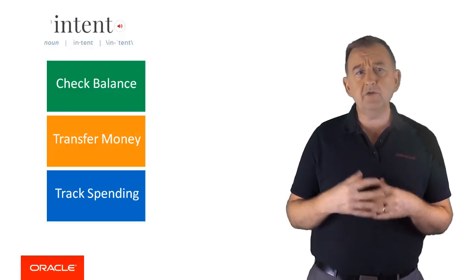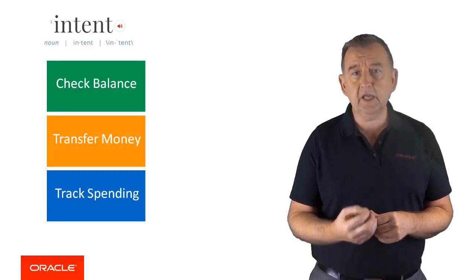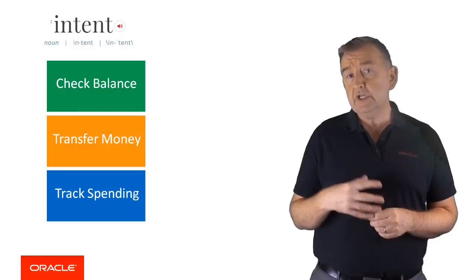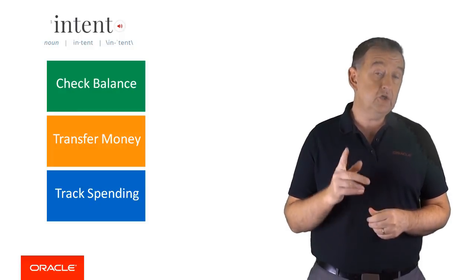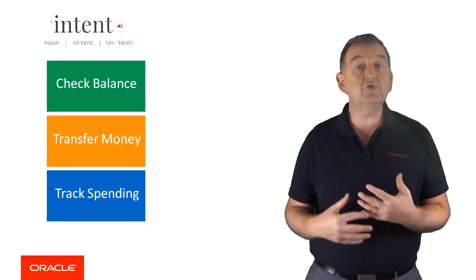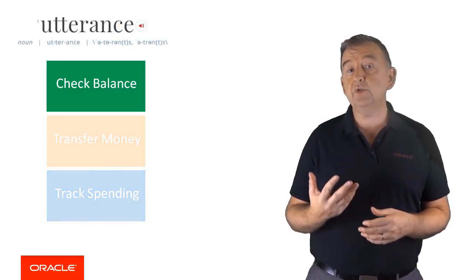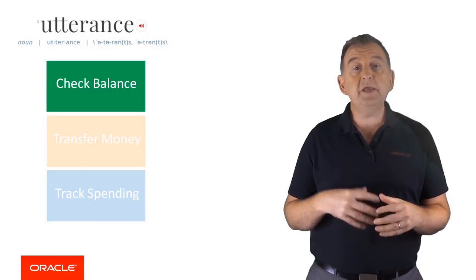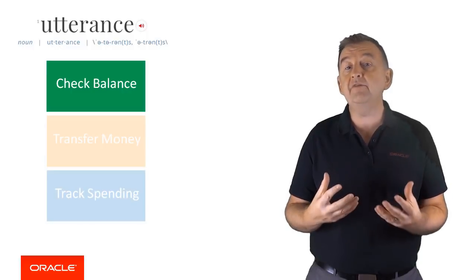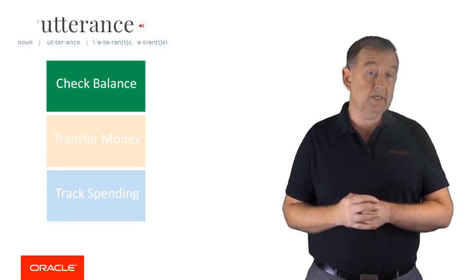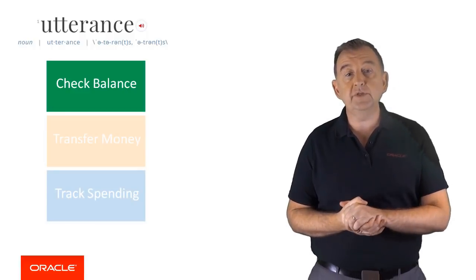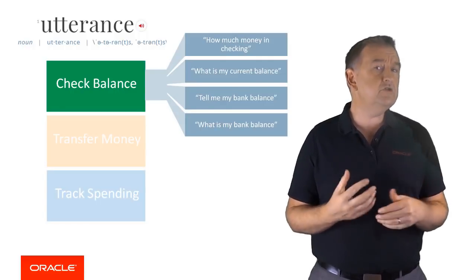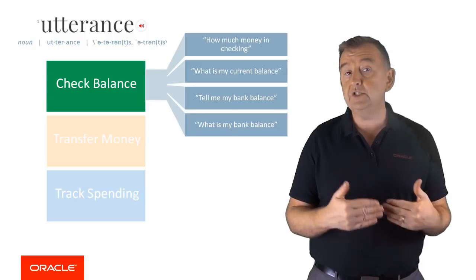Now, you might be thinking, how does the bot know about checking balances or transferring money? How does it understand that a particular phrase is associated with an intent? The simple answer is, just like with a person who might be working in the bank, you train them. In chatbot parlance, you train the bot by giving it example phrases called utterances. The bot will then use a whole bunch of very clever AI, artificial intelligence, to be able to understand not only the training phrases, but any phrases that it detects as being similar to the supplied utterances. So for check balance, I might train it with sample utterances such as how much money in checking or what's my current balance. Ideally, you'd train it with about 10 to 15 utterances for each intent.